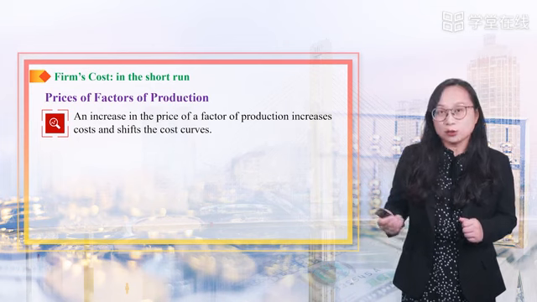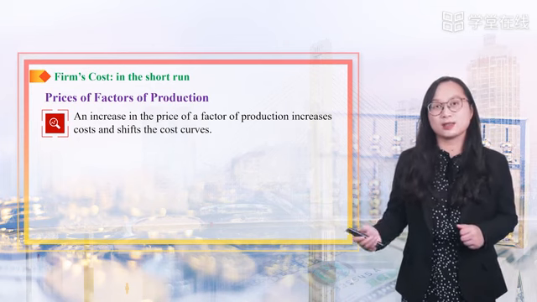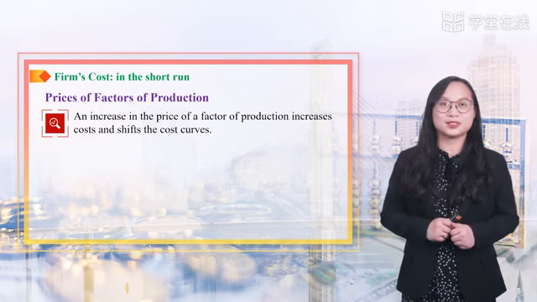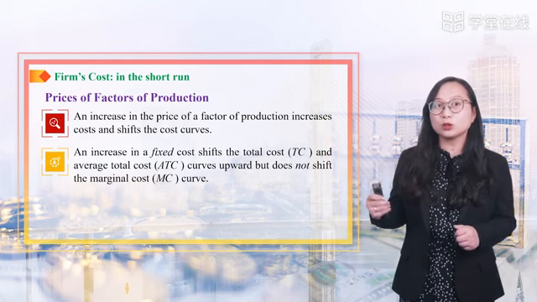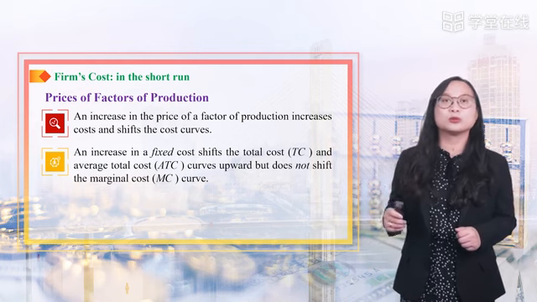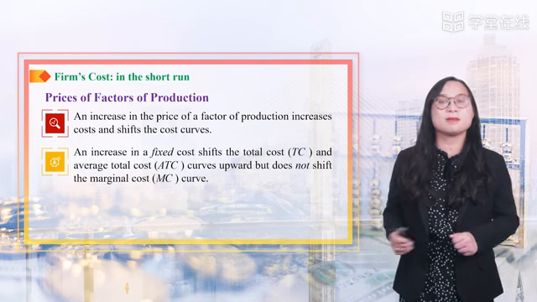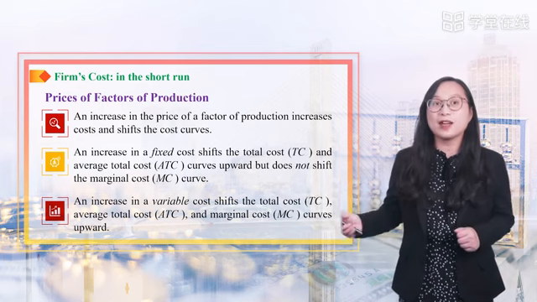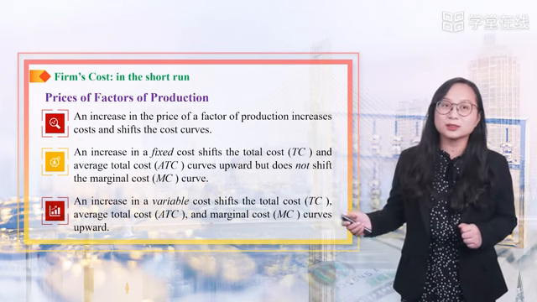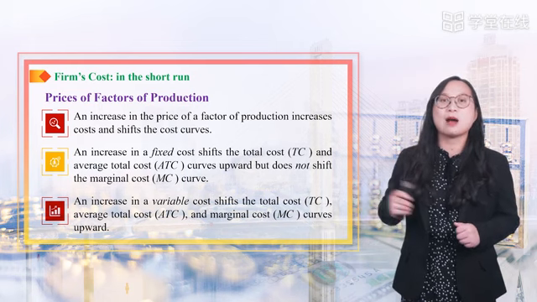Another factor is that an increase in the price of a factor of production increases costs and shifts the cost curves. An increase in fixed cost shifts the total cost and average total cost curves upward, but does not shift the marginal cost curve. An increase in variable cost shifts the total cost, average total cost, and marginal cost curves upward.